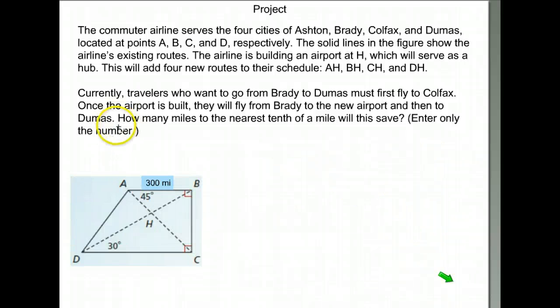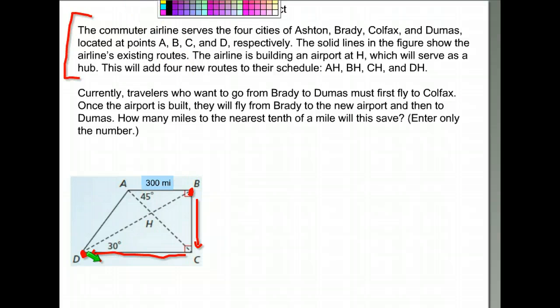Okay, project question number 2 has the same scenario. So we still have these airports. We're trying to build a new one so we can go straight across. This one says, currently travelers who want to go from Brady to Dumas, so here's Brady and here's Dumas, have to first fly down to Colfax, and then fly over to Dumas. After it's built, they're going to be able to fly directly from B to D.